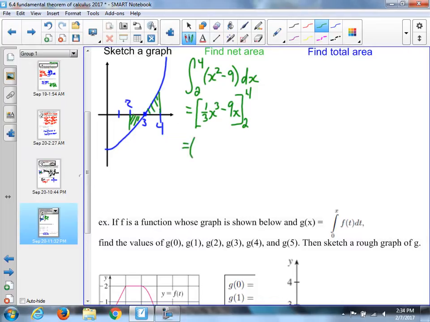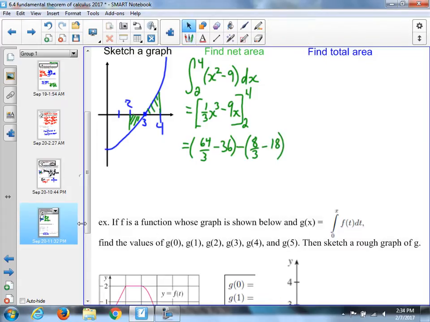We'll do the arithmetic. 4 cubed divided by 3. So 4 times 4 is 16 times 4 is 64 out of 3, minus 9 times 4, 36. That's only the first one. Then the whole thing there subtracted from 2 plugged into here. 2 cubed is 8, so 8/3 minus 9 times 2, 18.